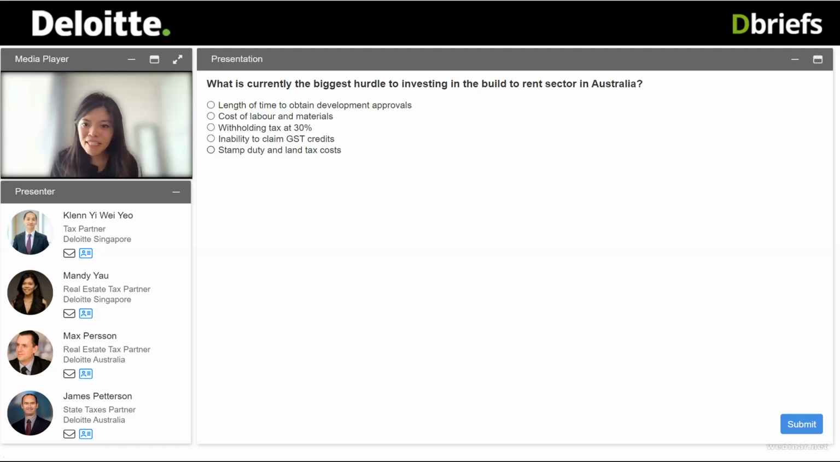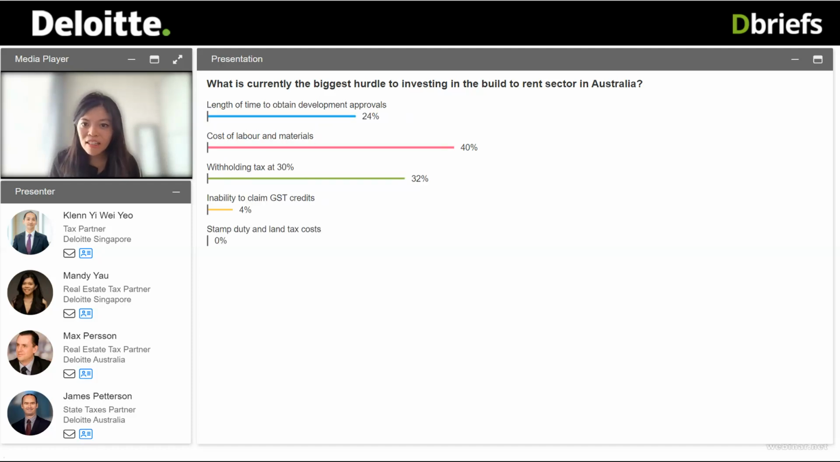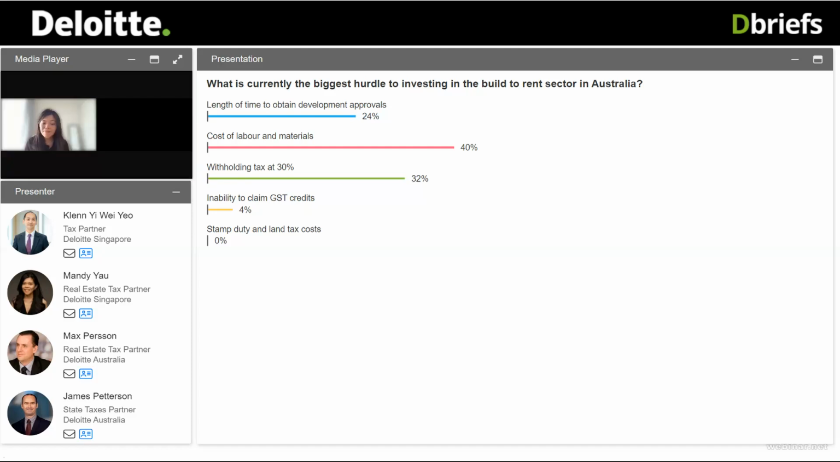The results are in, and it looks like the top choice is cost of labour and materials, closely followed by withholding tax at 30%, which Max will come on to in a bit more detail. Now we're going to hand over to Stephen Smith, who leads our economics team, to provide an update on the residential market.